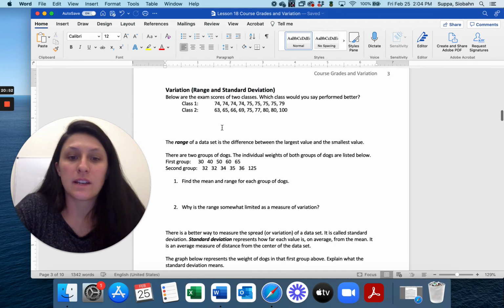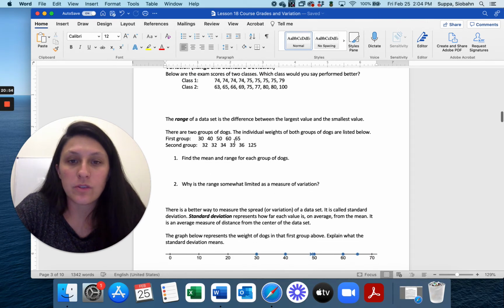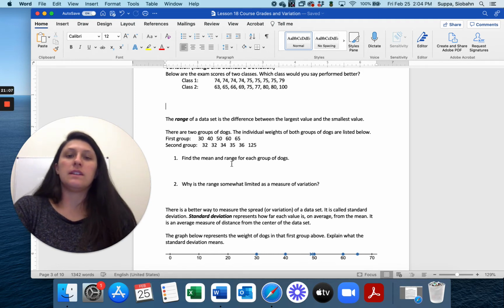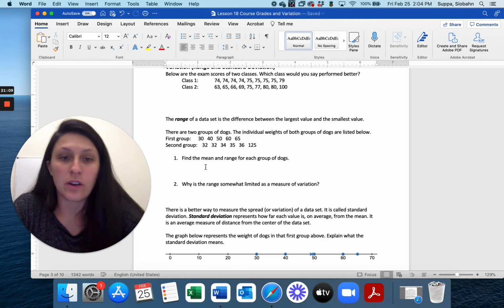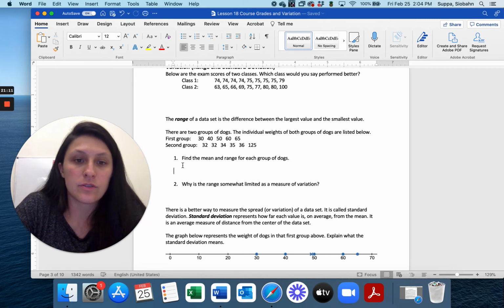So let's do an example. Let's say you have two groups of dogs here. The individual weights of both groups are listed below. So you have all these dogs. The first group has 5 dogs. The second group has 6 dogs. 1, 2, 3, 4, 5, 6. So let's find the mean and the range for each group of dogs. So pause your video and try that now.